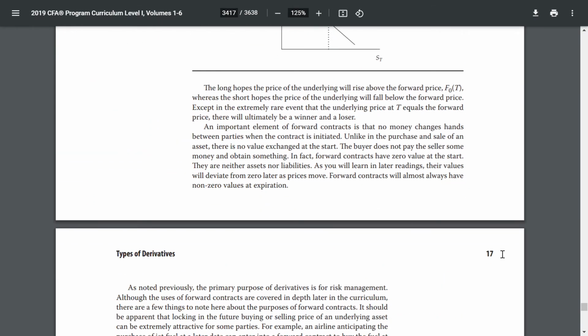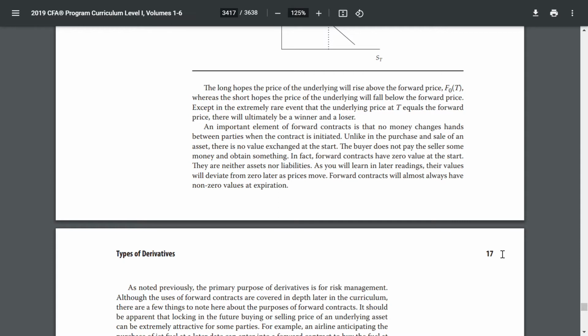The long hopes the price of the underlying asset will rise above the forward price, whereas the short hopes that the price of the underlying will fall below the forward price, except in the extremely rare event that the underlying price at T equals the forward price. There will ultimately be a winner or a loser.